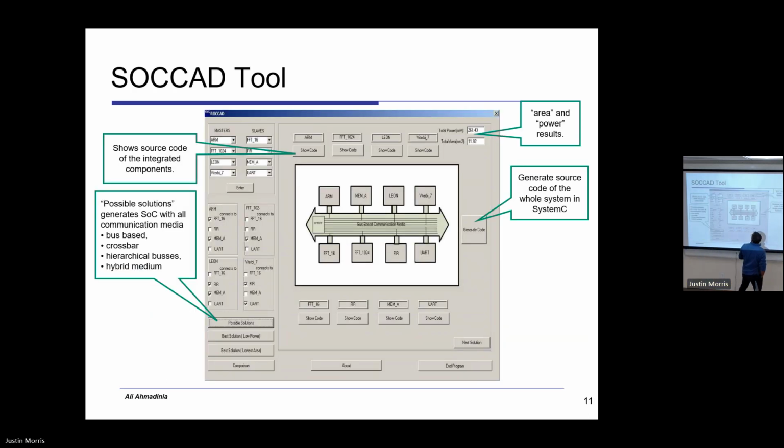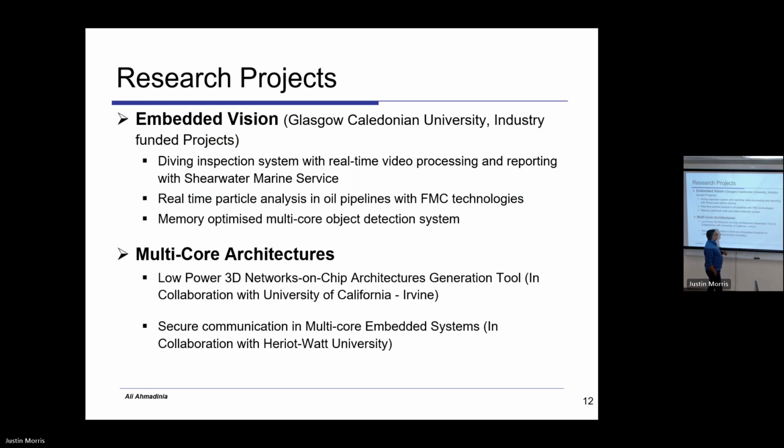So you can see a snapshot of the system we designed, how we could change the setting for each of the IPs that we had there, choose the type of communication we wanted, what type of constraint we want, and then it would generate for us the whole system.